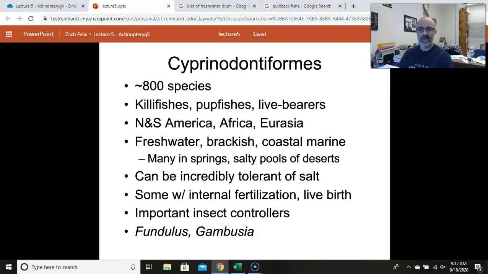Where do you find them? Yes, we find them in fresh water, salt water, brackish water, right? And I think this is where the desert pupfish is found. That's which group it's in. They live out in the west in these little tiny springs in the middle of the desert with high salinity, lots of salt content.